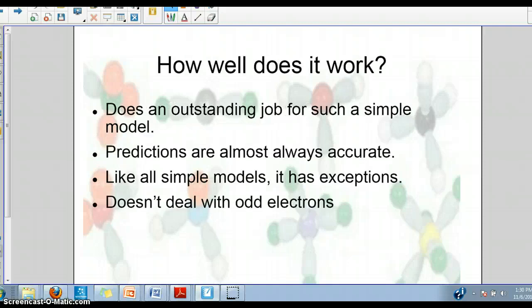All right, this VSEPR model, how well does it work? Well, it does an outstanding job for such a simple model. The predictions are almost always accurate, but it always has a few exceptions. Anytime you're dealing with odd numbers of electrons, VSEPR is not going to be as good of a model to look for. You have to get a little more complicated to deal with that.